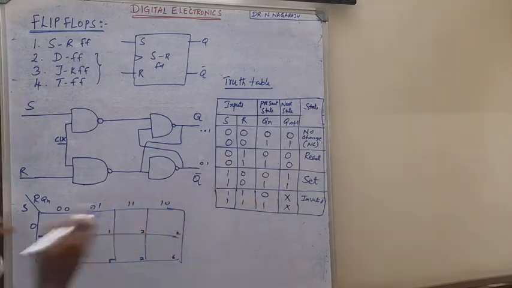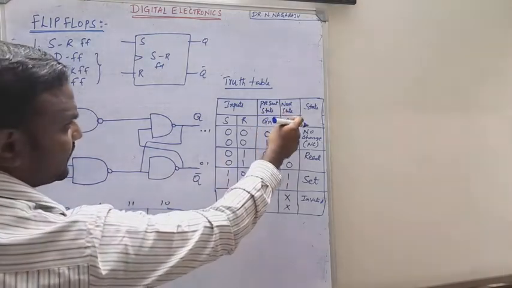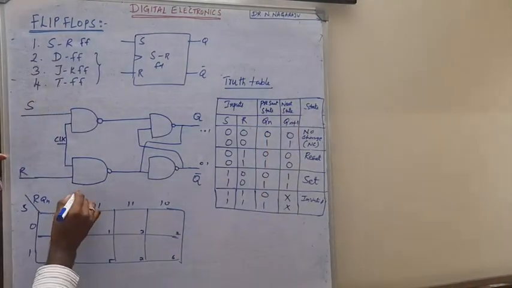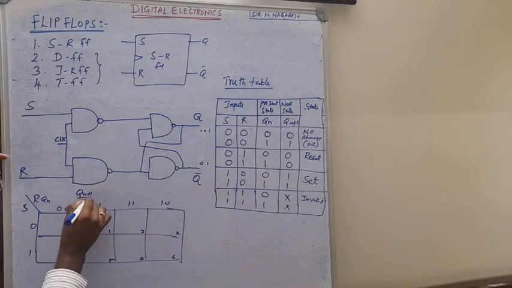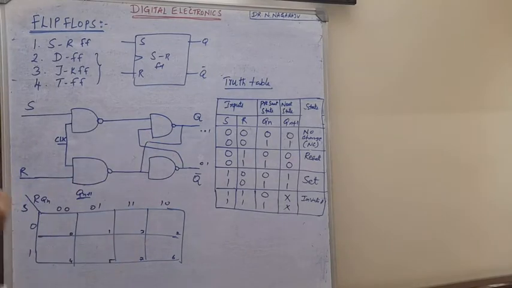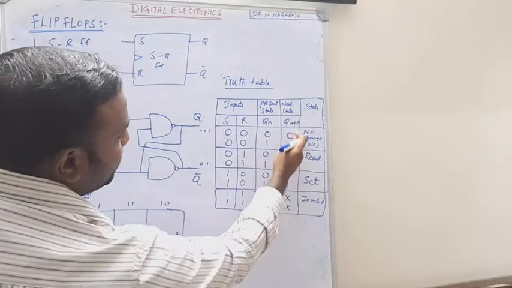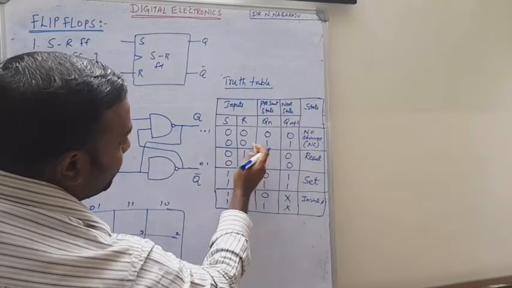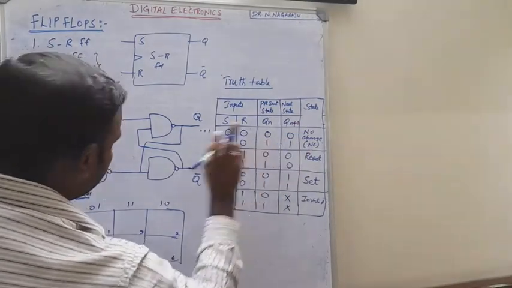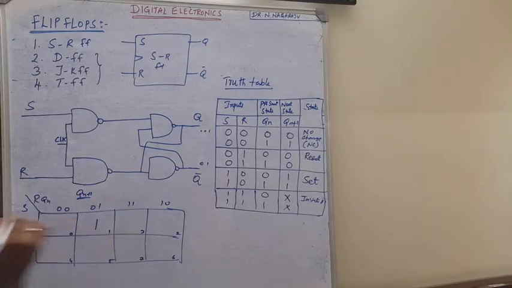So now you just analyze. See here, you check the Qn plus 1. So you have to find the Qn. Qn plus 1 is the next state, that is the characteristic equation. See here, Qn plus 1 is 1 at which condition? That is 0 0 1 and 0 1 1. So here you just put 1.